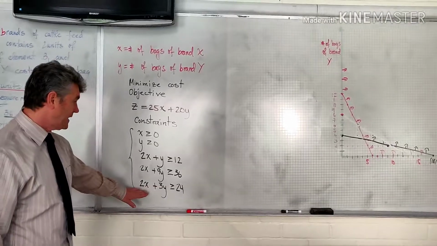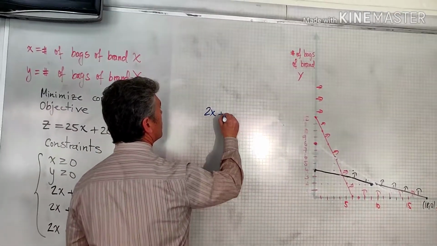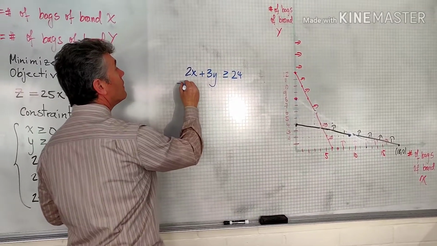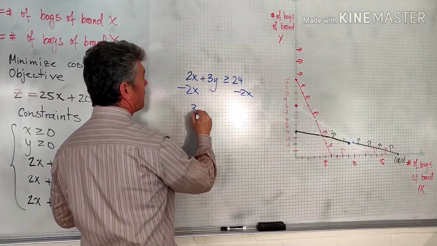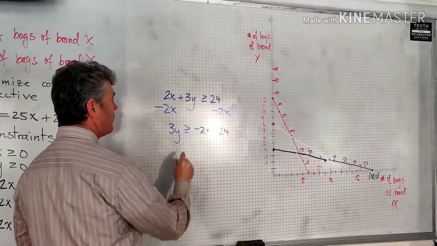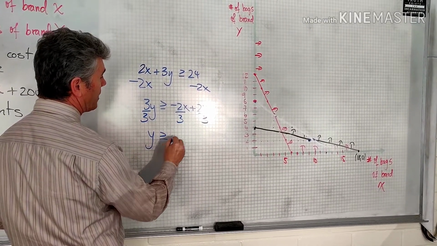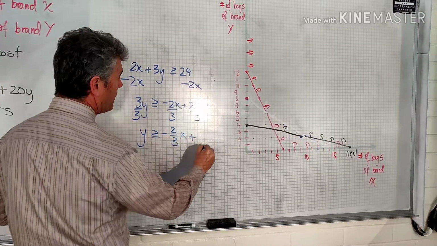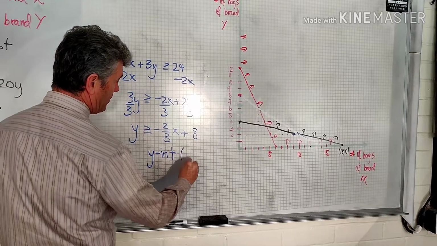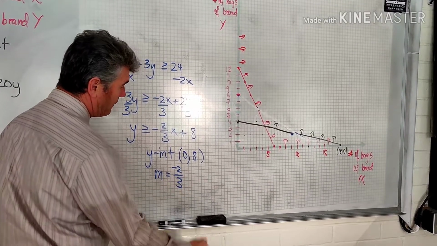We're now ready to graph the last inequality from the constraints. We have 2x plus 3y is greater than or equal to 24. Subtract 2x from both sides. 3y is greater than or equal to negative 2x plus 24. Divide on both sides by 3. And we have y is greater than or equal to negative 2 over 3 x plus 8. Our y-intercept is (0, 8), and the slope is negative 2 over 3.